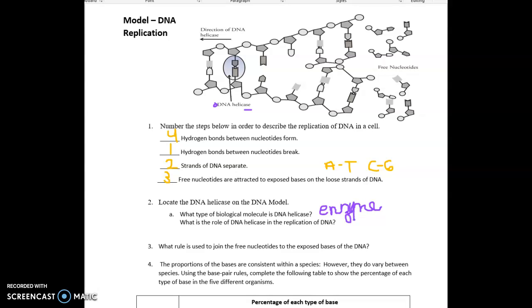All right, so what type of biological molecule is a DNA helicase? It is an enzyme, which is a protein. Once again, here comes my cursive. Bam! That's a T. All right. Okay, next question. What is the role of the DNA helicase in the replication?